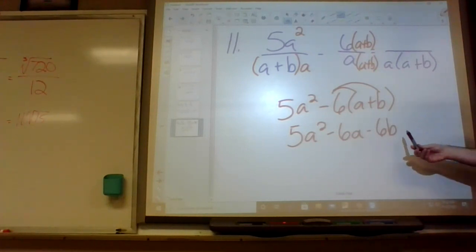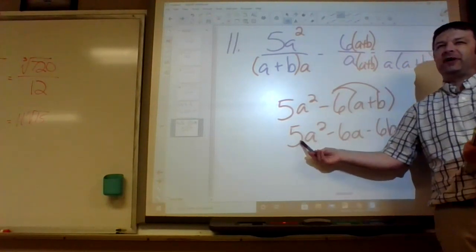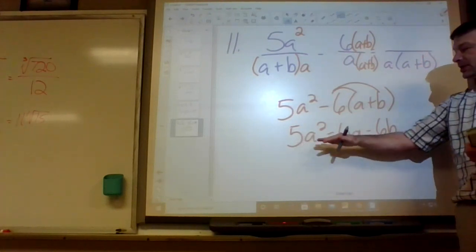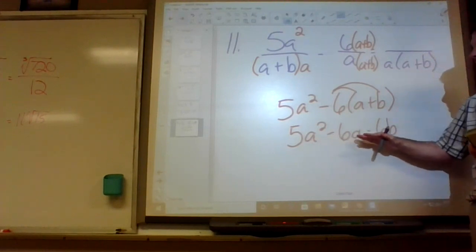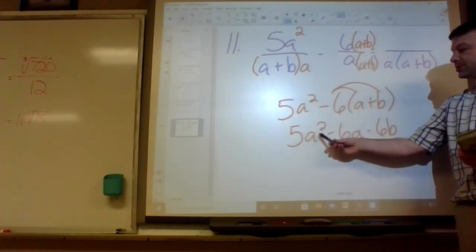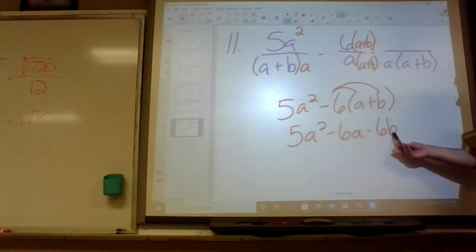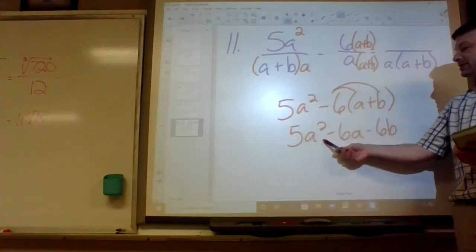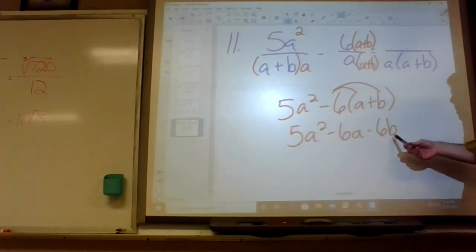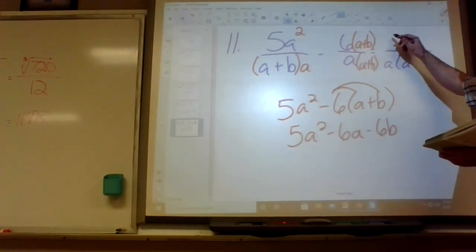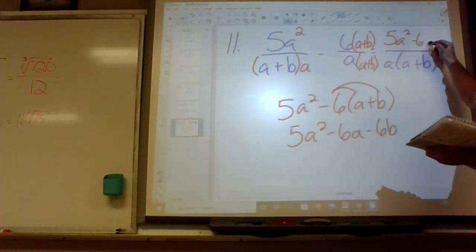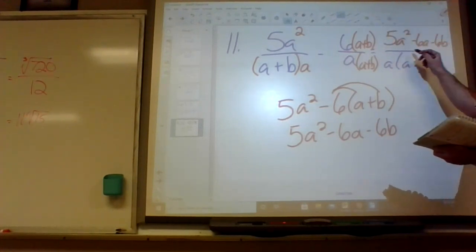Can that factor? It possibly could, but it actually won't. How do I know it won't? Because it doesn't follow the pattern of a 3-term factoring. It's not a squared and then nothing, or a squared, ab, b squared. Sometimes that happens, but it's not in the normal pattern of a 3-term factoring problem, so it's not going to factor. So it's just 5a squared minus 6a minus 6b.